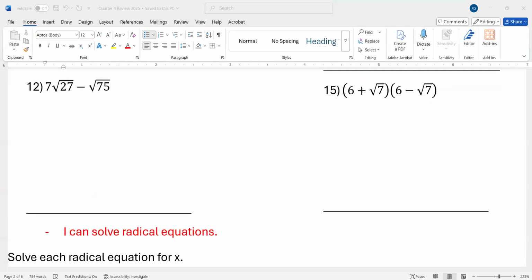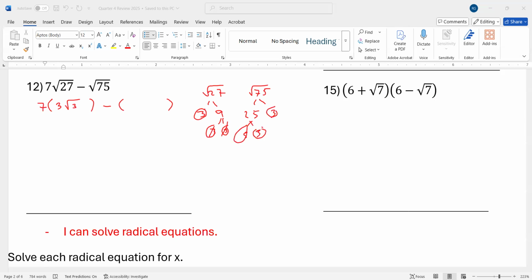So I see that 27 can be broken down, and I see that 75 can be broken down. I can't put them together right now because the numbers under the radicals are not the same. So I got to break them down if I can. 27 is 3 and 9, and then 3 and 3. So I got a pair of threes with a leftover. So that's 3 radical 3. 75 is 25 and 3, and then 5 and 5, which makes 5 radical 3.